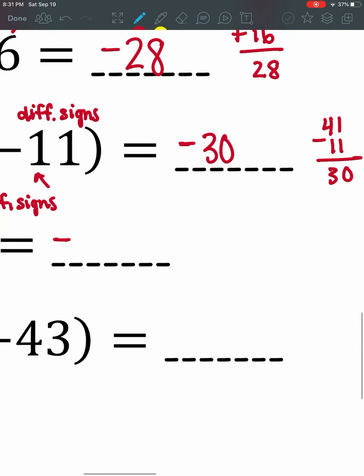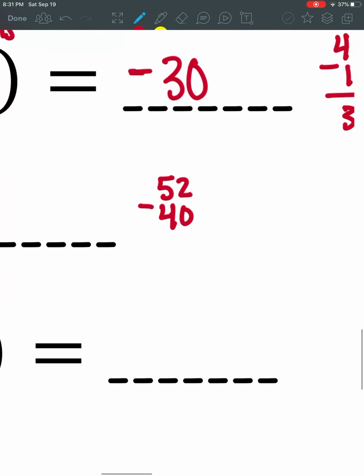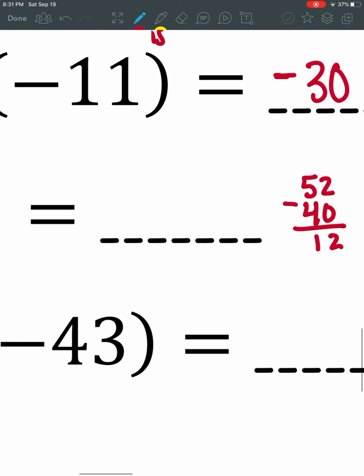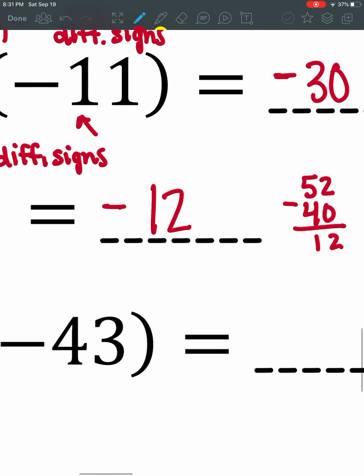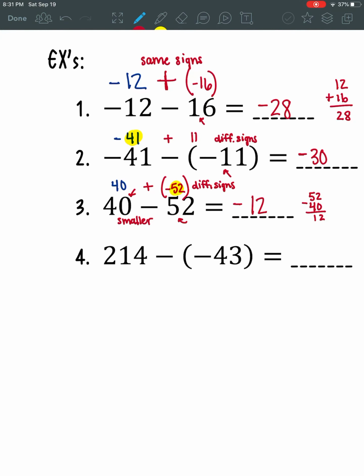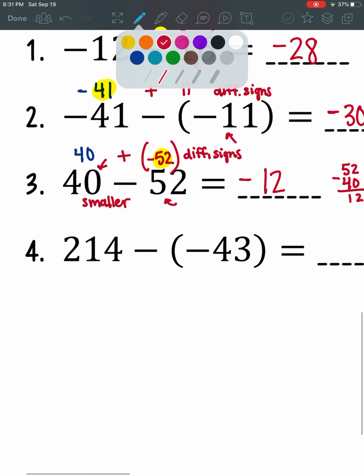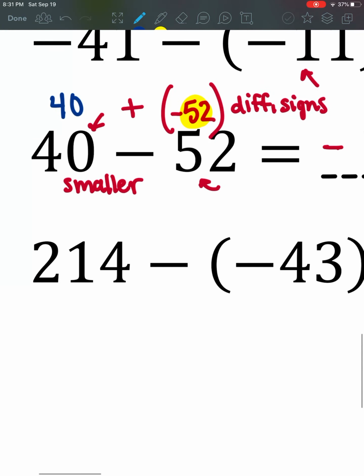Okay, since they are different signs, again, that's our battle method, we want to subtract them. Okay, and this is a good example where we always want to put the bigger number on top. So 52 minus 40. 2 minus 0, 5 minus 4. So our answer is -12.